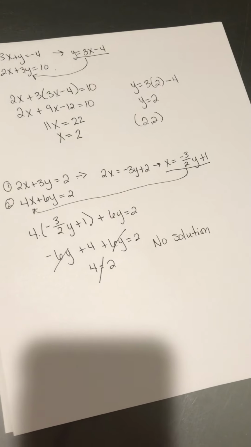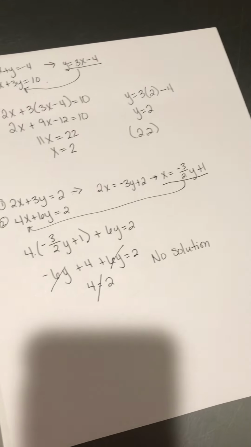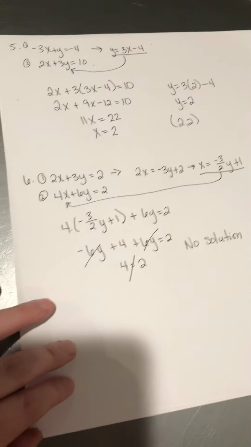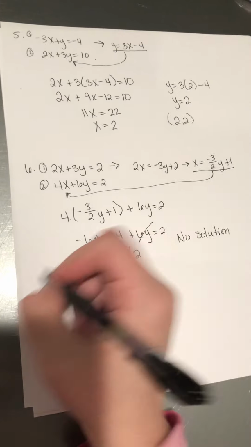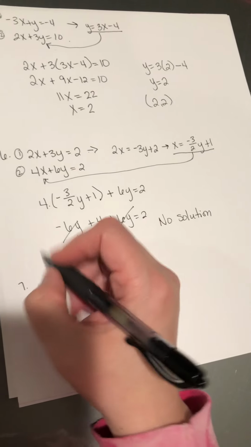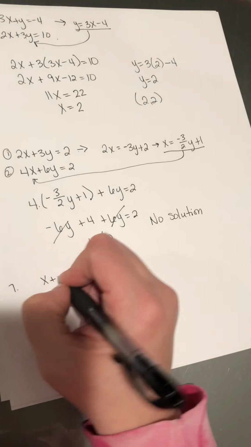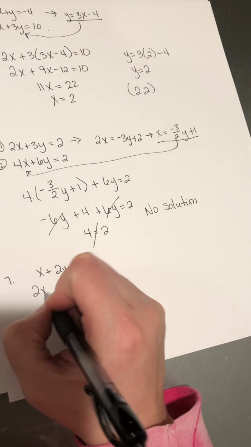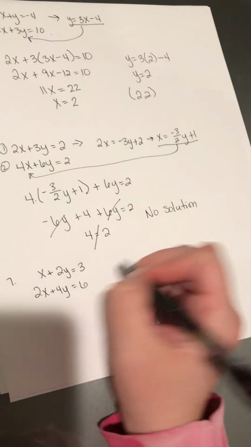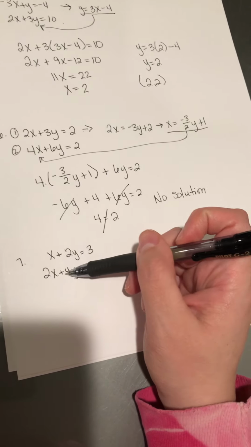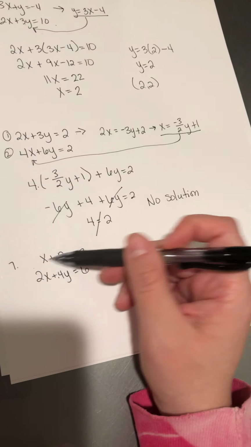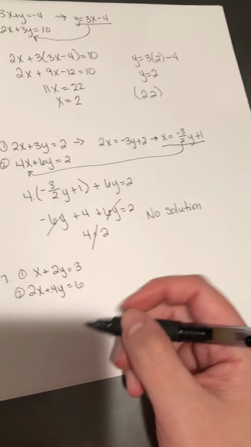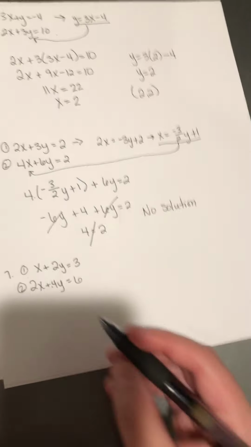If you get a false statement, it is no solution. If you get a true statement, it is infinitely many solutions, which is the way the next one goes. So just so you can see how that looks, if I want to solve x plus 2y is equal to 3, and 2x plus 4y is equal to 6. If you notice, this equation is a multiple of this equation. If I multiply this equation by 2, this is what I get. So when you notice that, they're going to be the same line, or infinitely many solutions.